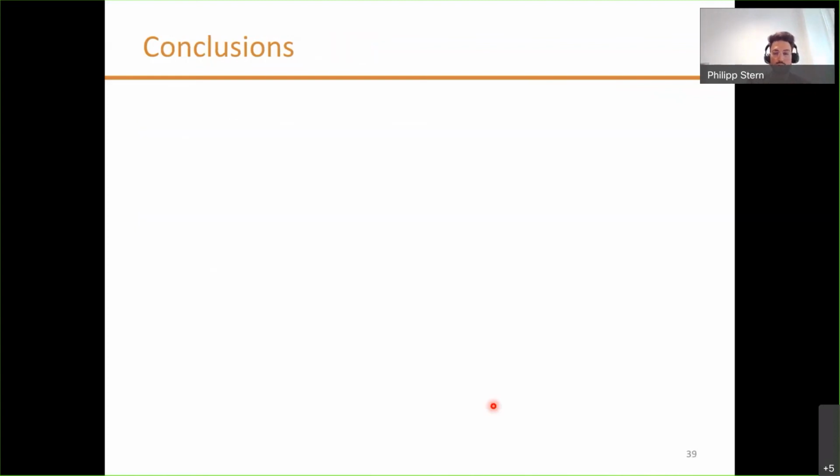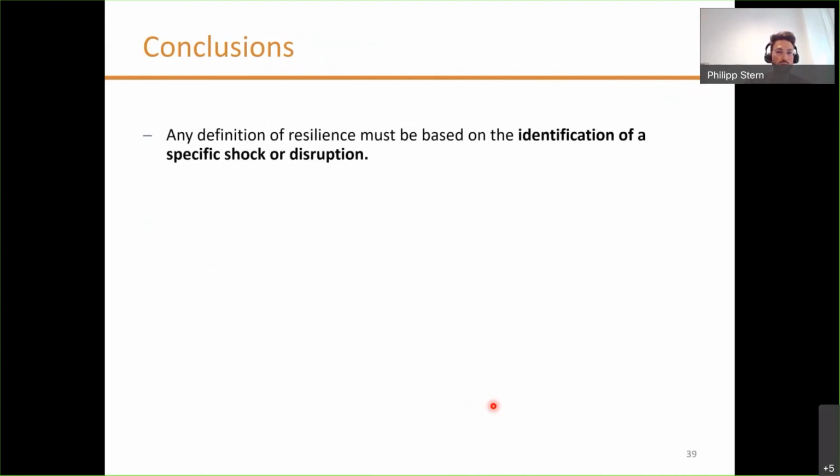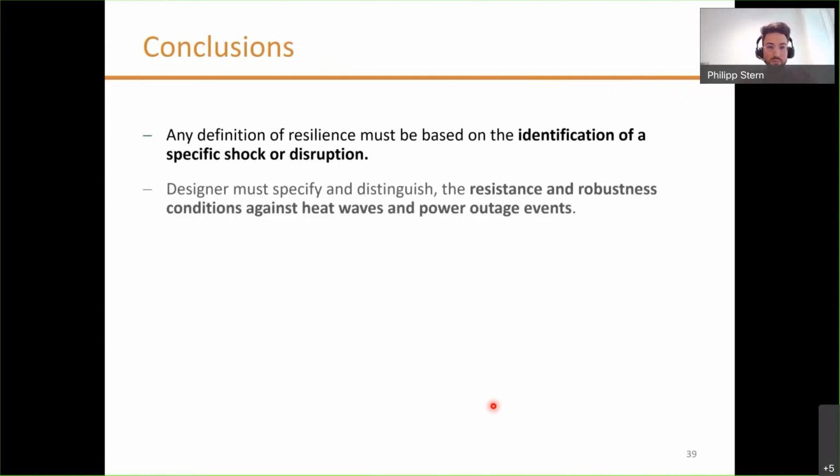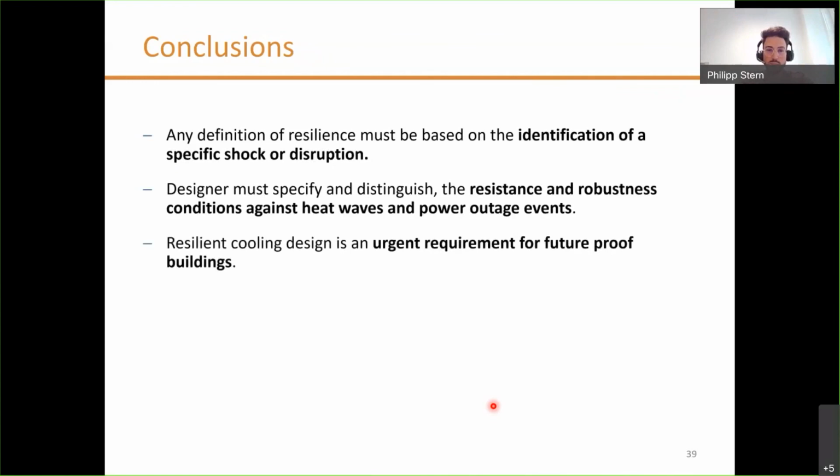So to conclude on the definition of resilience, any definition of resilience must be based on the identification of a specific shock or disruption, in our case, a heat wave event and power outage. So designers must distinguish between resistance and robustness against heat waves and power outage events. This is a very important concept.